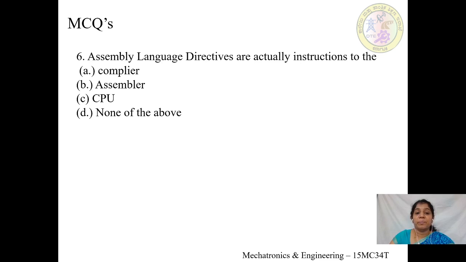Sixth one. Assembly language directives are actually instructions to option A compiler, option B assembler, option C CPU, option D none of the above. Assembly language directives are actually instructions to? Yes, it is assembler. These are the instructions to the assembler. So it is option B.